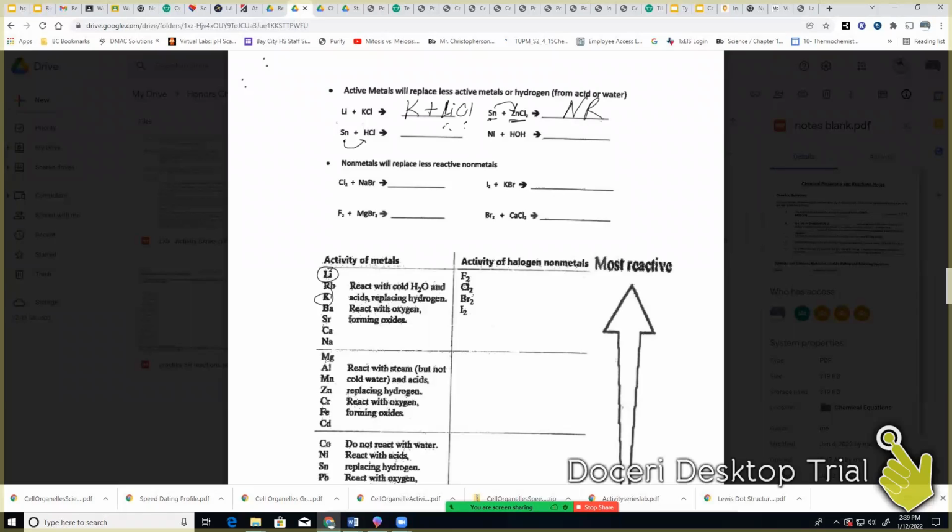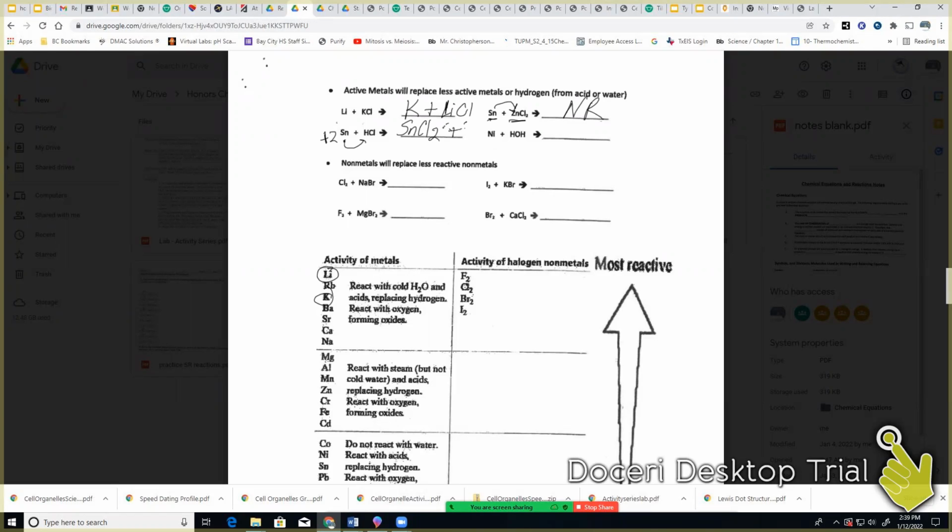So is tin reactive enough to kick out the hydrogen? Is it higher up on the activity series? Yes, it is. So once that happens, I have to tell you that this tin is going to become a +2 ion. I have to tell you what it's going to become, or you won't be able to make your compound. So I end up with tin chloride.